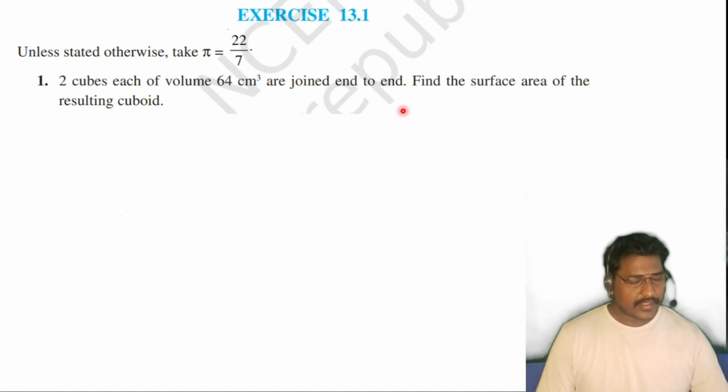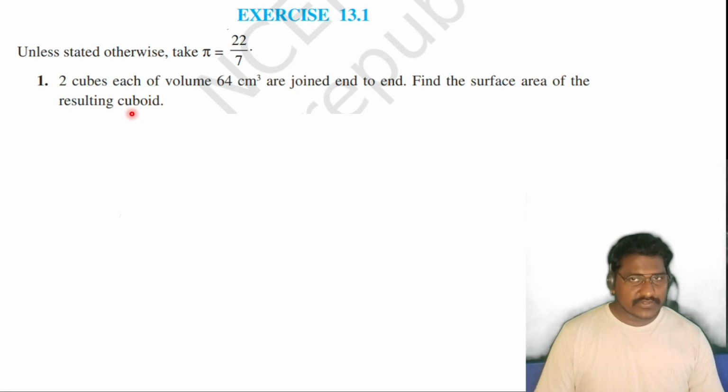Okay, good morning everyone, welcome to Tutor LOKESH channel. So in this video we are going to solve 13.1 problems on class 10 exercise 13.1, which is based on surface area and volumes. And the first question is 2 cubes each of volume 64 centimeter cube are joined end to end. Find the surface area of resulting cuboid.